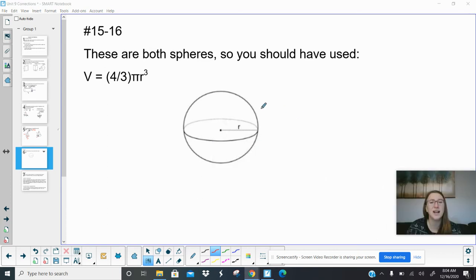15 and 16, this one, guys, is really hard for me to understand why you guys got these ones wrong because there were no gimmies, or there were no gotchas, I should say. It is a gimme. There was no gotcha.